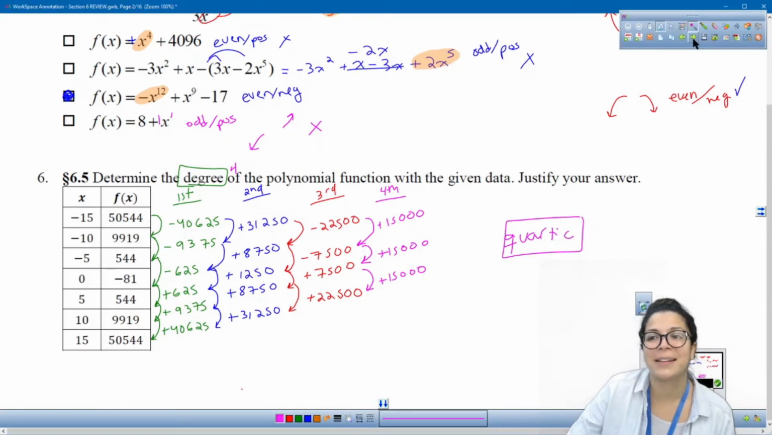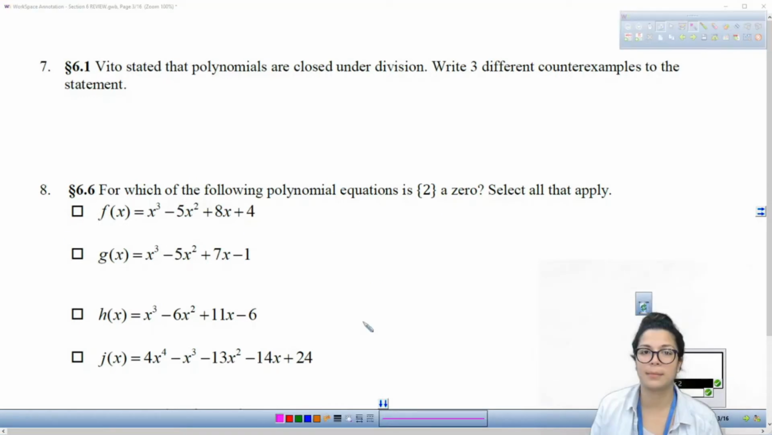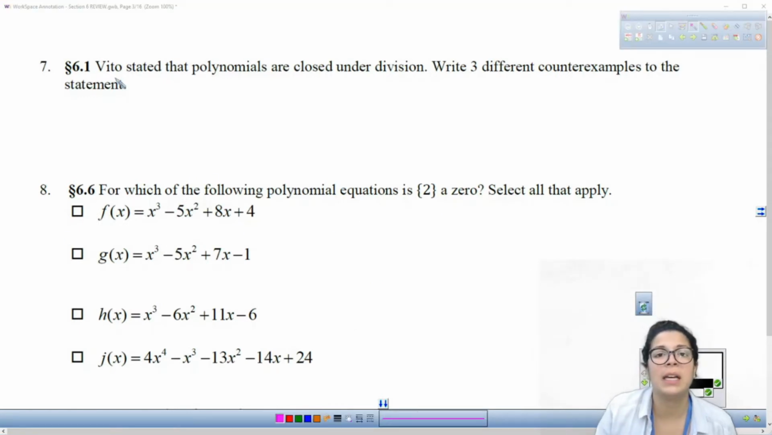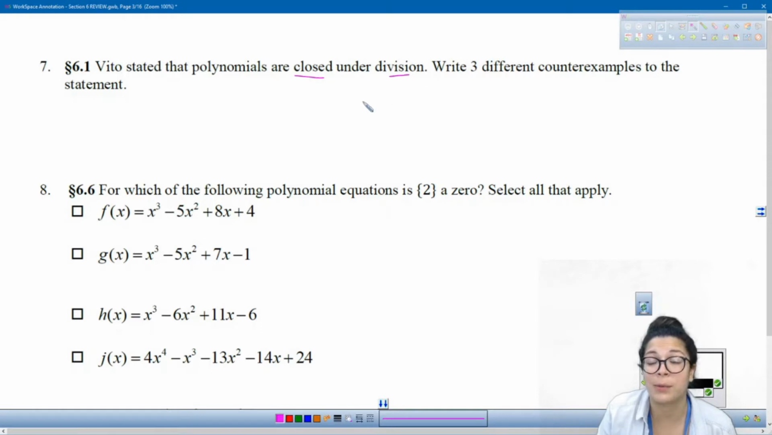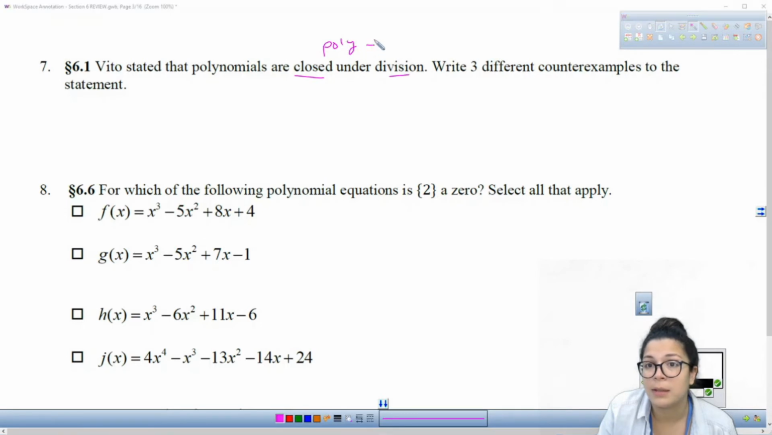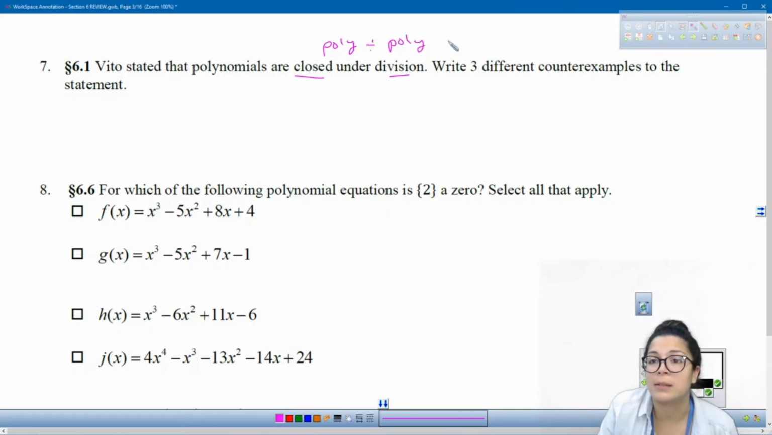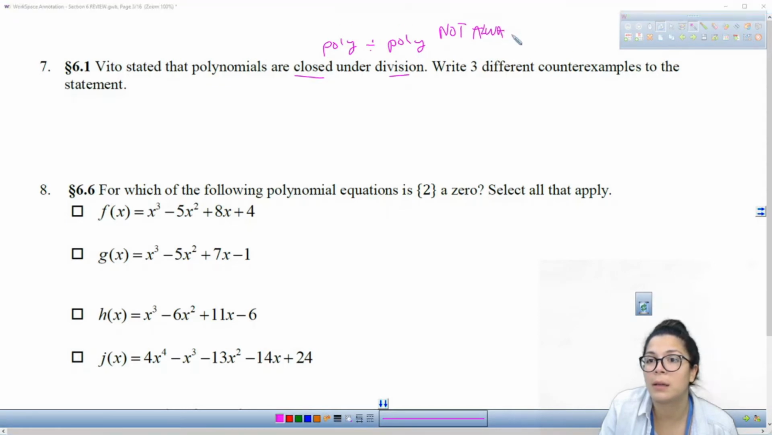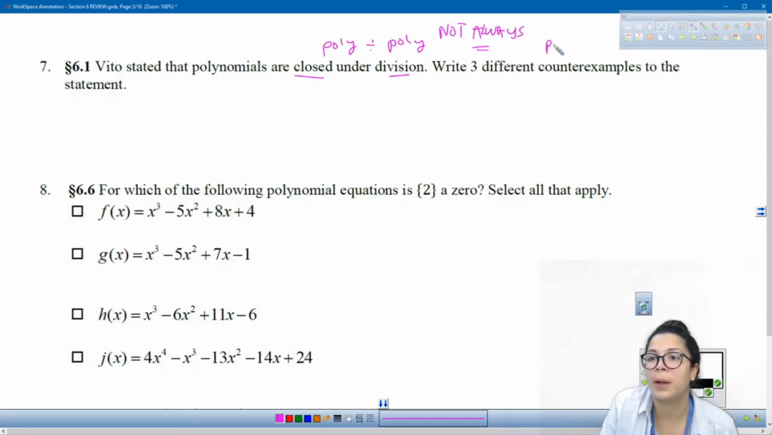All right, let's move on to number 7. Okay, so on number 7, we have Vito stated that polynomials are closed under division. This is false, right? Because if we take a polynomial and we divide it by a polynomial, we do not get a polynomial. A polynomial divided by a polynomial is not always equal to a polynomial. So that means that it is not closed under division. So what are 3 different counterexamples for the statement?